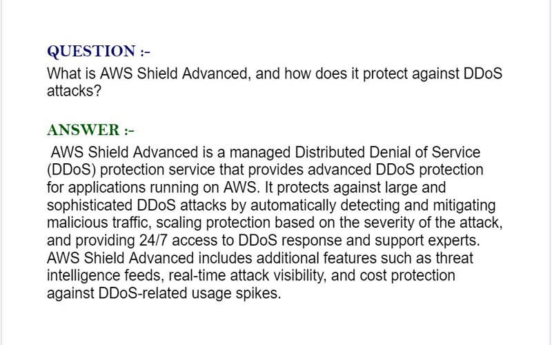It protects against large and sophisticated DDoS attacks by automatically detecting and mitigating malicious traffic, scaling protection based on the severity of the attack, and providing 24/7 access to DDoS response and support experts. AWS Shield Advanced includes additional features such as threat intelligence feeds, real-time attack visibility, and cost protection against DDoS-related usage spikes.